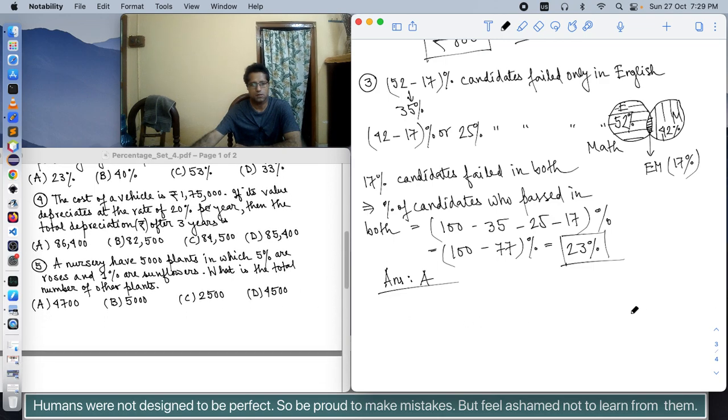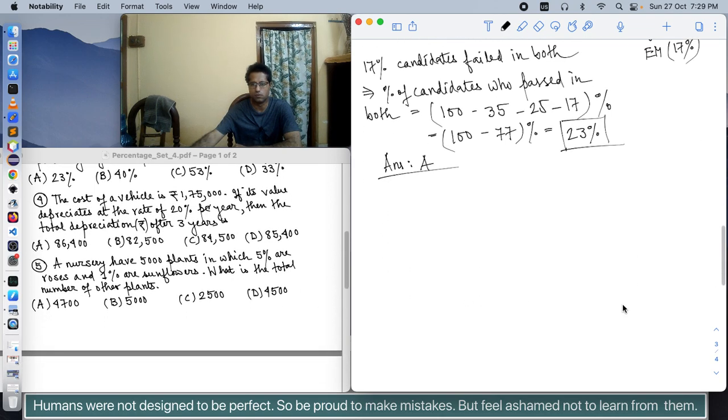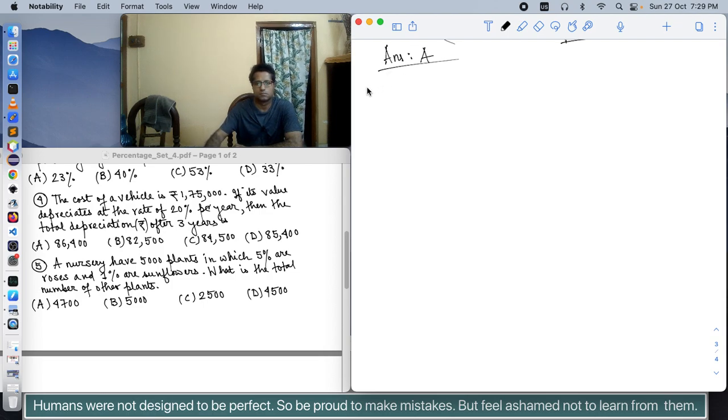Okay, let's do question number 4. The cost of a vehicle is rupees 1,75,000. If its value depreciates at the rate of 20% per year, then the total depreciation after 3 years is? So after every 1 year, the value is decreasing, depreciates means decreasing, the cost is decreasing by 20%. So after the first year, the initial cost was 1,75,000.